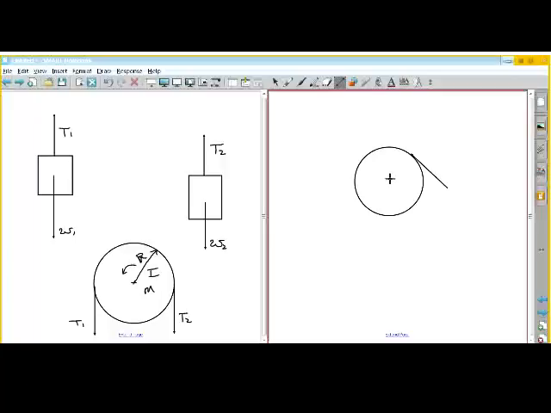The most practical case is where this would be attached to a shaft, and you would be providing a torque through the center of the thing.